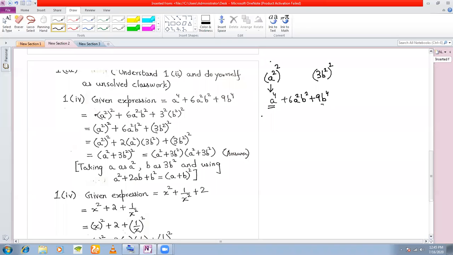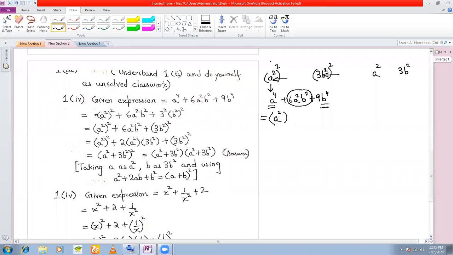This one and this one. So clearly this should be a 2ab term, isn't it? But we'll check that later whether we are getting a 2ab term or not. But definitely we have got our a term and we have got our b term. So clearly a here is a square and b here is 3b square. Okay. So now let us see what we are getting.